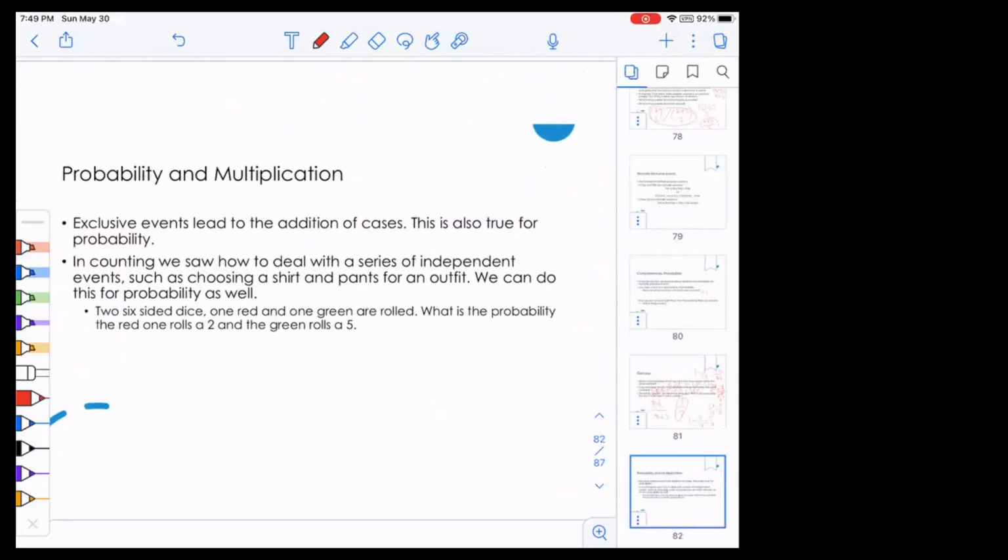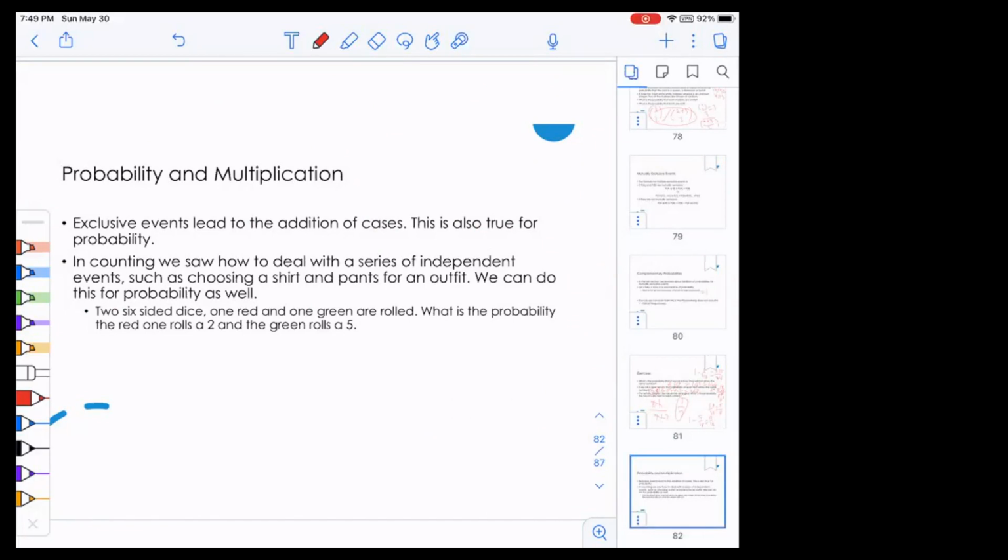All right, so probability and multiplication. Exclusive events lead to the addition of cases. This is also true for probability. In counting, we saw how to deal with a series of independent events, like choosing shirts, pants, and shoes for an outfit, where we just multiplied the number of possibilities together. We can do this for probability too.